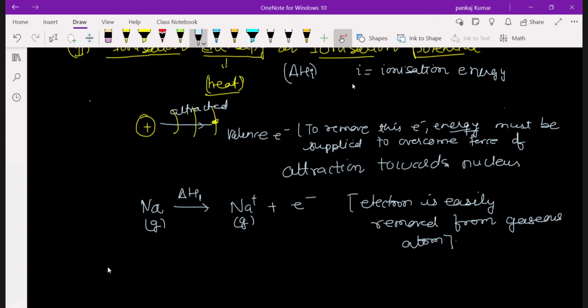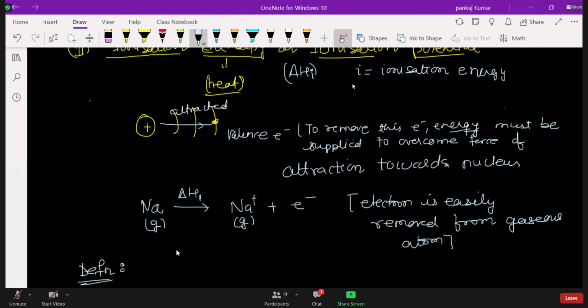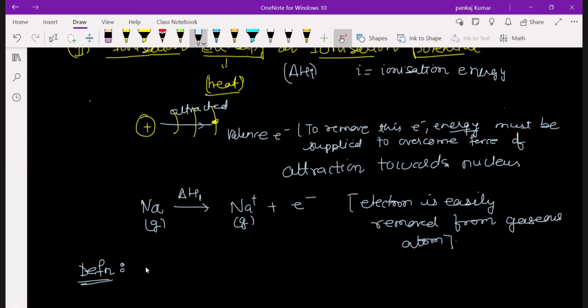What is the difference between ionization enthalpy and ionization energy, sir? Wait, I'm giving you now. Enthalpy and energy are the same thing. During atomic structure, you told us ionization energy is the energy required to isolate the electron from the atom. Exactly, you're correct. So write the definition again.